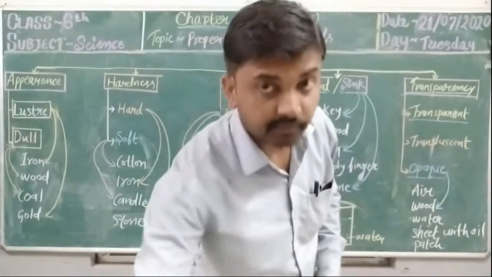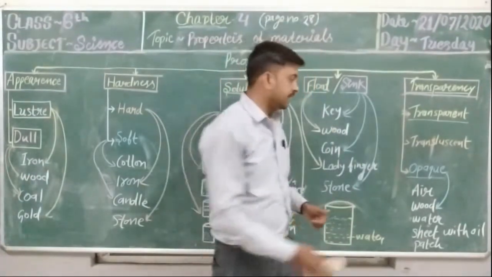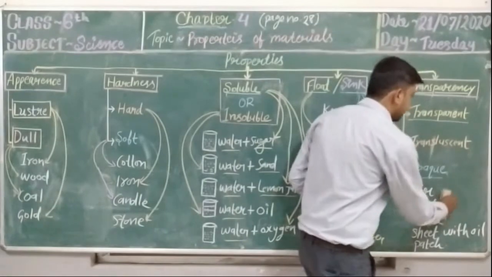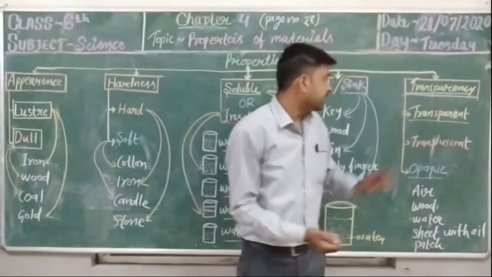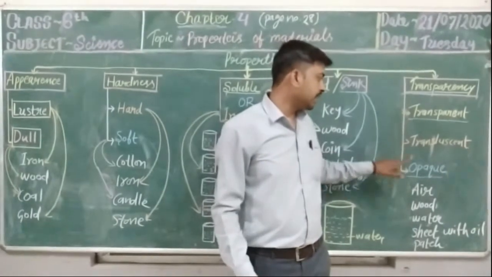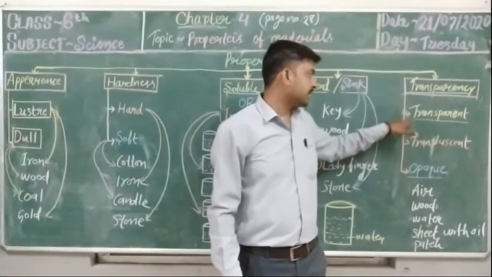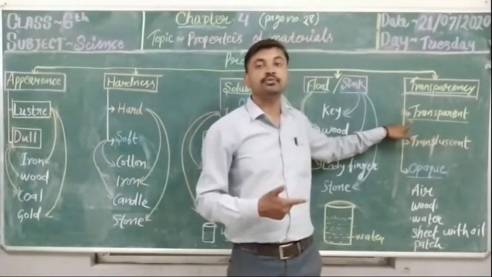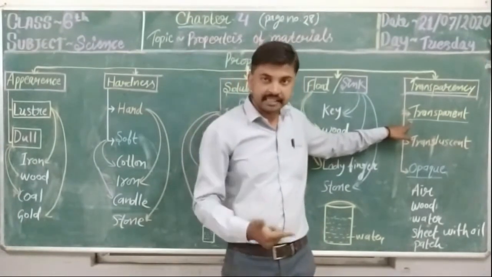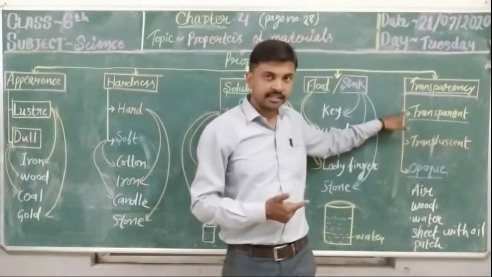Okay? Then the last category, which category? Translucent. There are 3 categories: transparent, translucent, and opaque. Translucent we already discussed. What is transparent? The substance through which things can be seen is known as transparent substance.